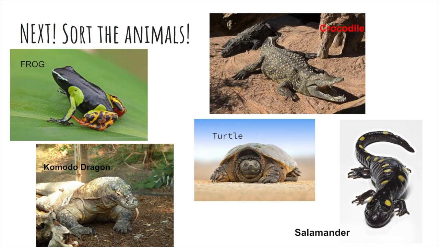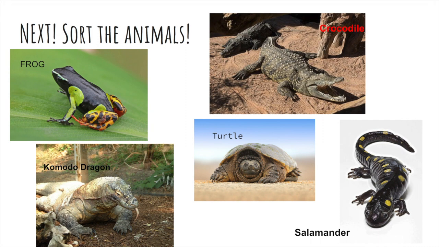Here are all the animals you have to sort out. We have a frog. We have crocodiles. We have a Komodo dragon. We have turtles and a salamander. So you have to sort these 5 animals into the 2 different animal groups. They're either going to be reptiles or amphibians. Okay? And as soon as you guys finish up that T-chart, make sure mom and dad take a picture of it and send it in to your teacher. Okay, I can't wait to see everyone's answers.